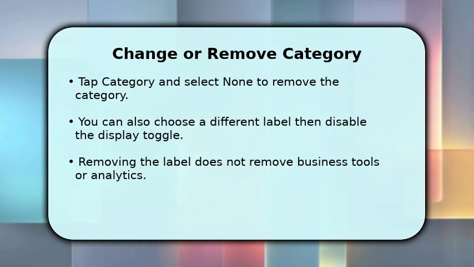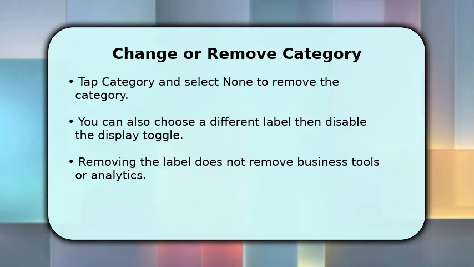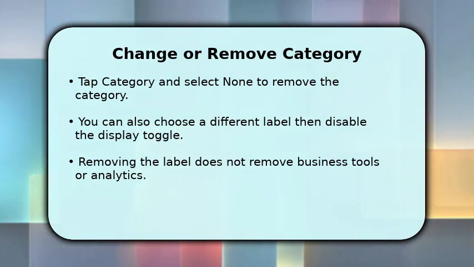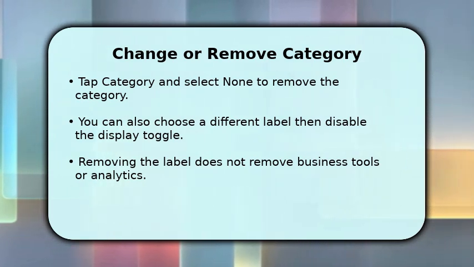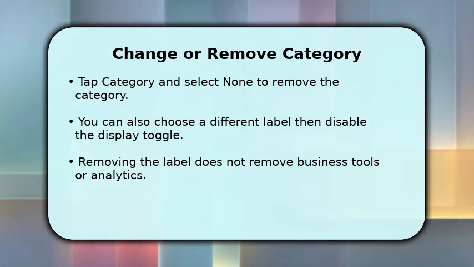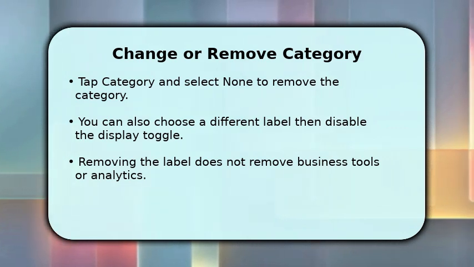Tap Category and look through the list of available labels provided by Instagram. Choose None if you want to remove any category label from appearing on your profile entirely. Alternatively, pick a different label, but then toggle off Display Category Label to keep it hidden.